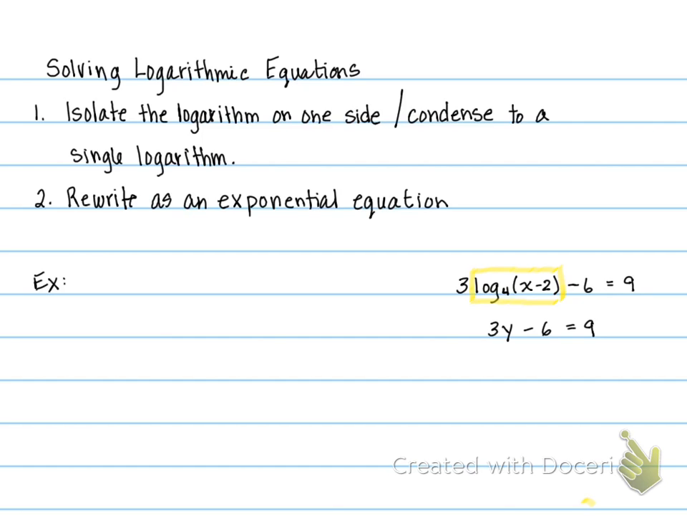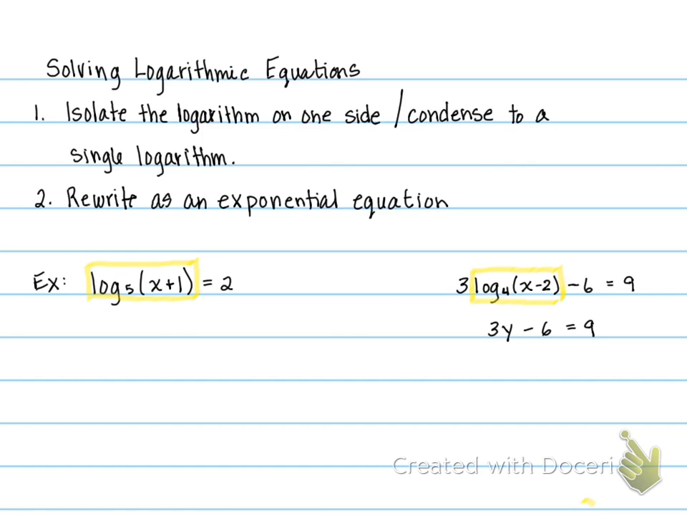So if I have log base 5 of x plus 1 equals 2, so the logarithm is already isolated because there are no operations outside of the logarithmic expression. So I have log base something of something, and then there's nothing else going on on that side of the equation. So I can jump right to step 2 and rewrite that as an exponential equation.